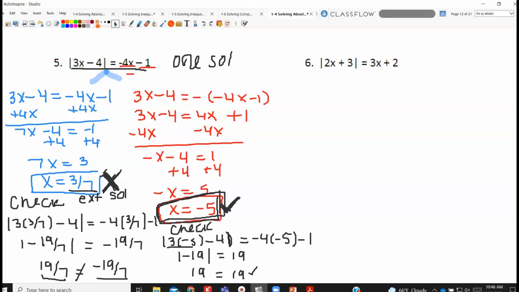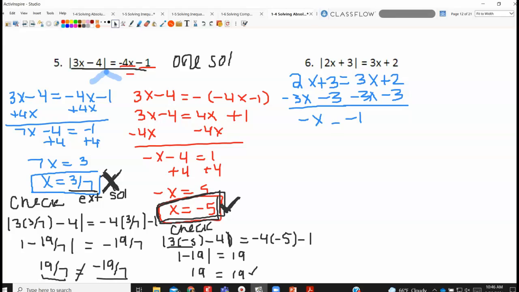So for the positive side, I have 2x plus 3 equals 3x plus 2. We're going to subtract 3x and 3. So we get negative x equals negative 1. So x equals 1.